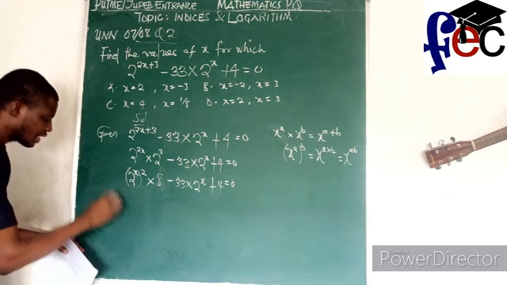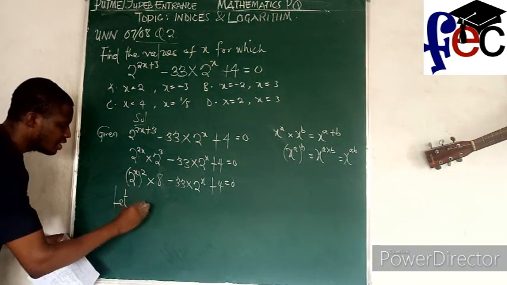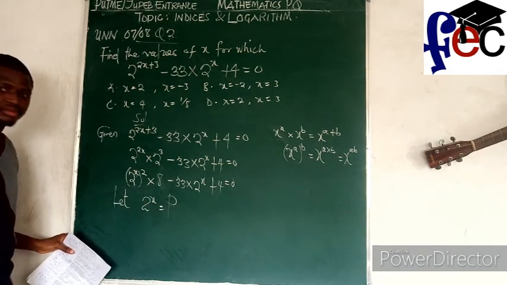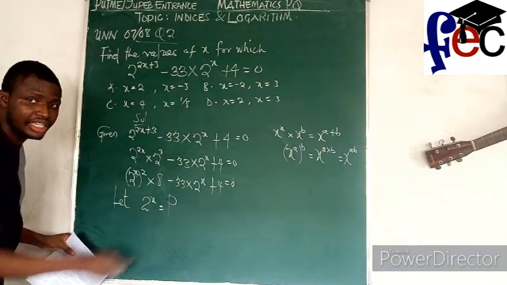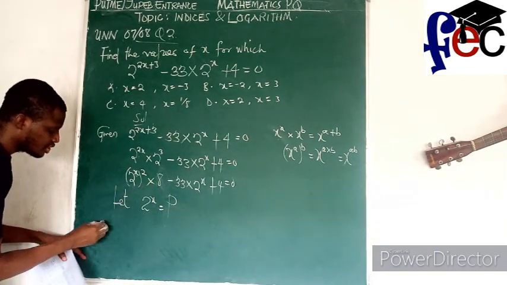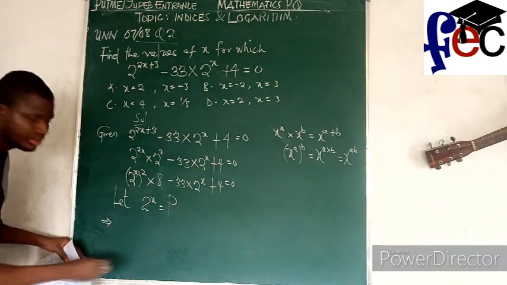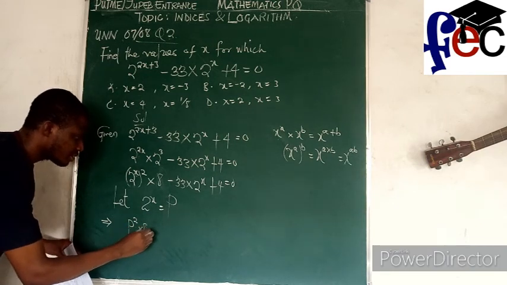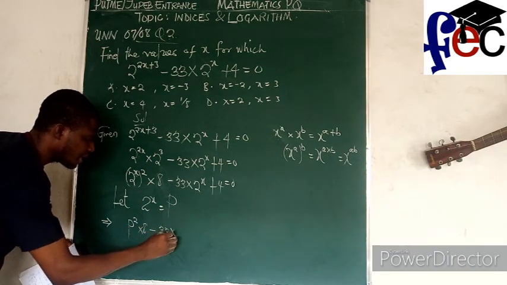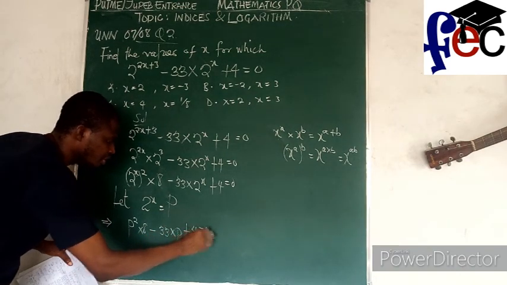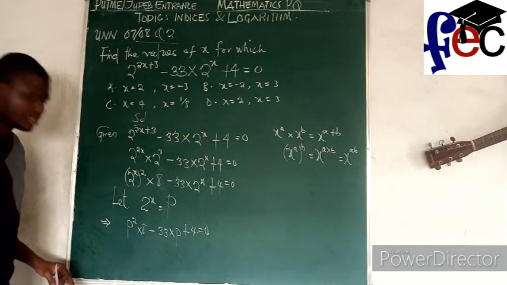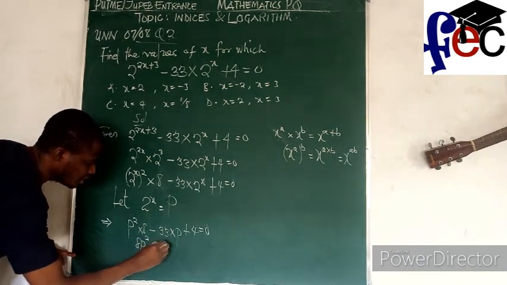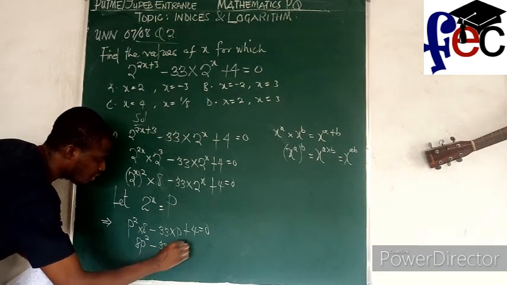Okay, so now I can say let 2 raised to power x be equal to another variable, say p. So anywhere I see 2 raised to x, I can introduce p. It means that this expression implies that we have p squared multiplied by 8 minus 33 multiplied by p plus 4 will be equal to 0. I hope you are getting it. So this will become 8p squared minus 33p plus 4 equal to 0.